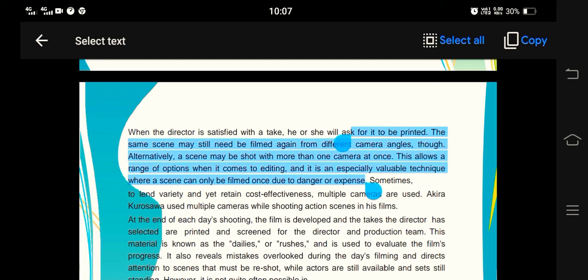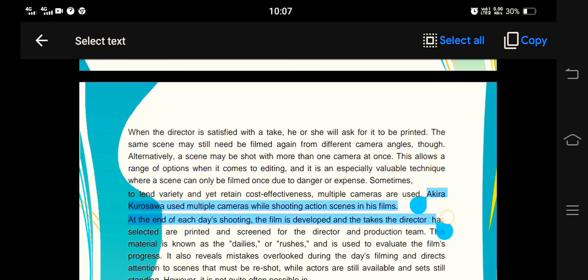It is an especially valuable technique where a scene can only be filmed once due to danger or expense. So an objective question can come from this line: Akira Kurosawa used multiple cameras while shooting action scenes in his films.